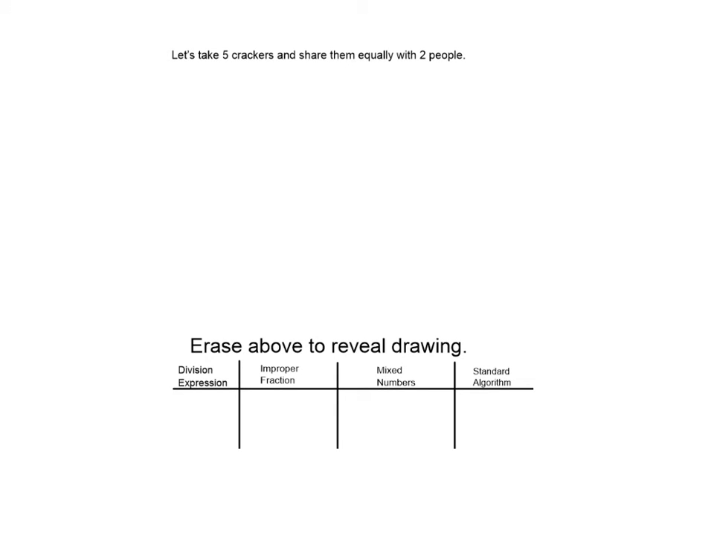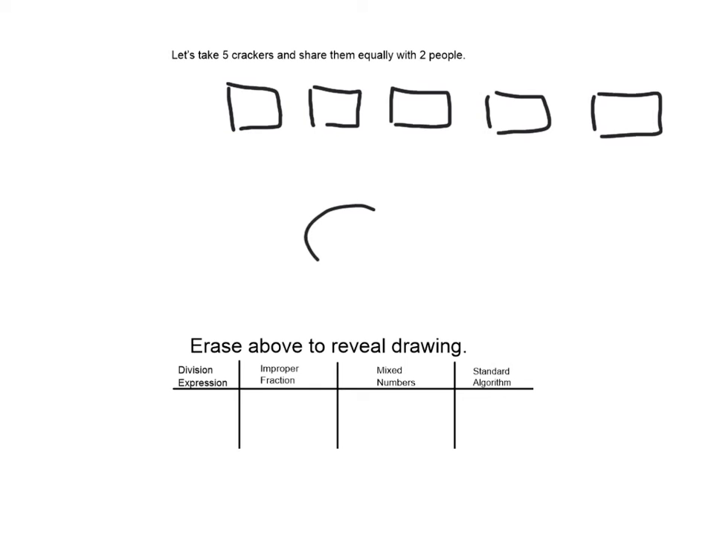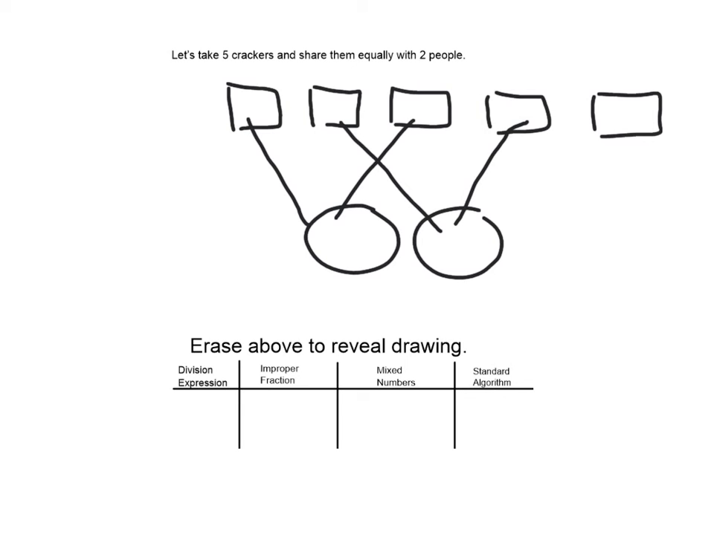Now let's take 5 crackers and share them equally with 2 people. So we're just going to draw 5 crackers. You should be doing this with me on your paper. There's 5 crackers and we have 2 people. First, we're going to distribute the whole crackers. I've got 1 whole, 1 whole, 1 whole, 1 whole. And then I have 1 cracker left and I have 2 people, so I'm going to split it in half. Half for this person and a half for this person.